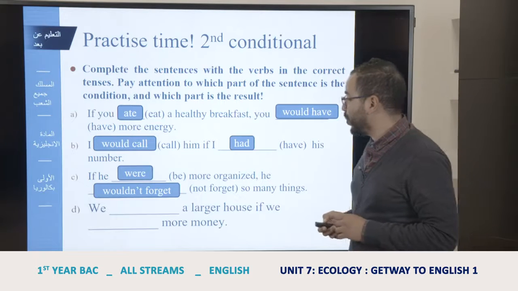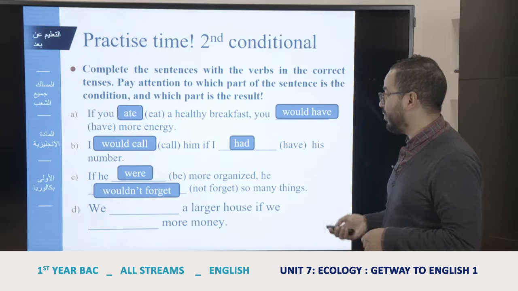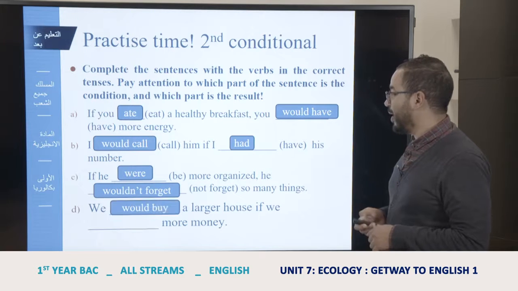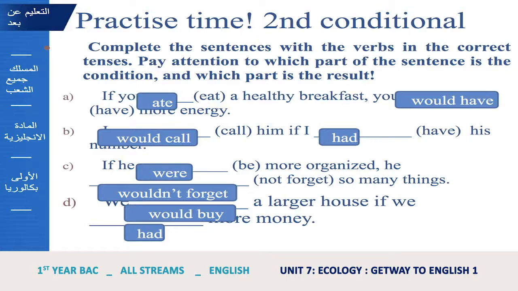Last sentence is we (buy) a larger house if we (have) more money, of course. We would buy a larger house if we had more money. So we use would plus verb with the main clause and if plus past simple with the if clause.